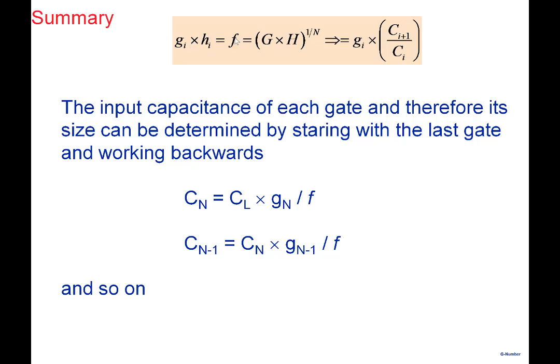And as I said, once you get F, then you basically end up getting C(i+1) by Ci. So Gi is known, and so for every stage you can get C(i+1) by Ci. So if you start with the last stage, C(i+1) is known, it is the load capacitance which is given. So if you apply it to the last stage first, Gn into C load divided by Cn, you'll get this. So you end up getting the capacitance of the last gate here, Cn. And if you know Cn, then you know the size also, right? And then you work your way backwards, and you will know the size of all the gates in that particular chain.